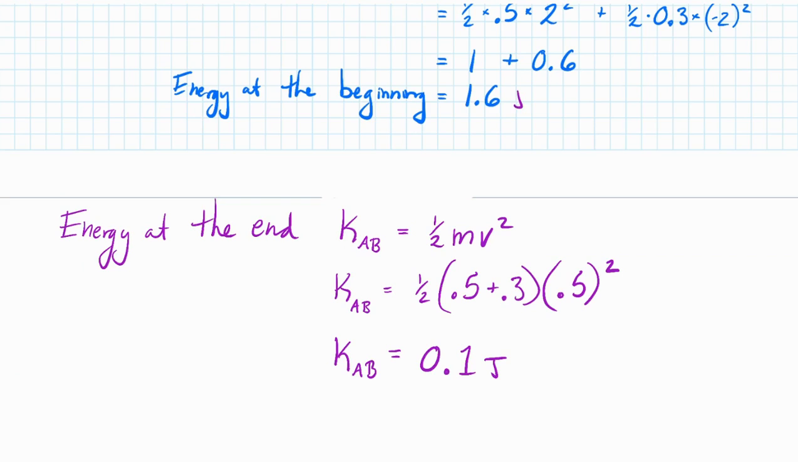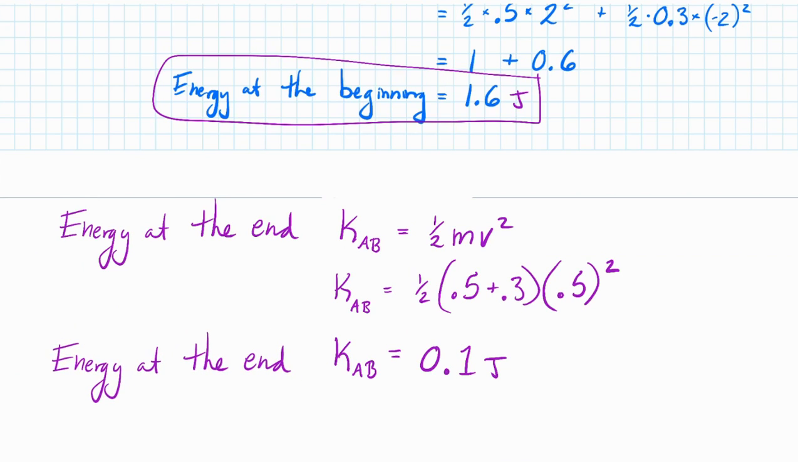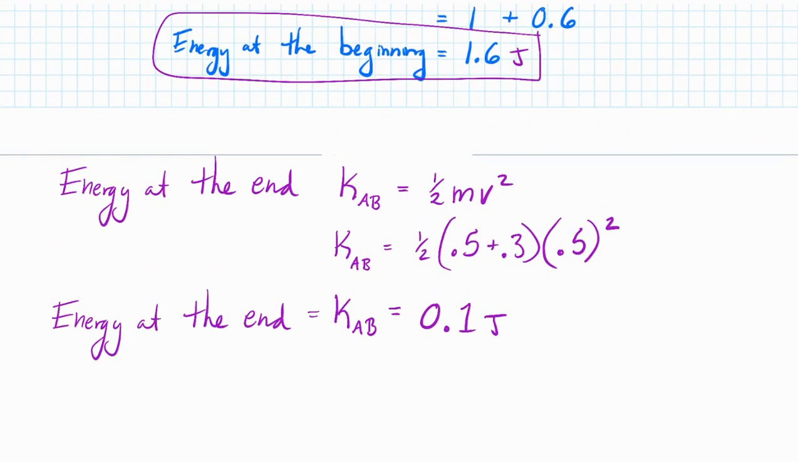All right, so that means that I started up here with 1.6 joules, and the energy at the end was 0.1 joules. So that means that I have a difference of 1.5 joules. So I'm looking at these two numbers and I'm thinking to myself, okay, so I started with 1.6 and I end with 0.1. And so my change in energy is going to be equal to 1.5 joules. And that's my answer.